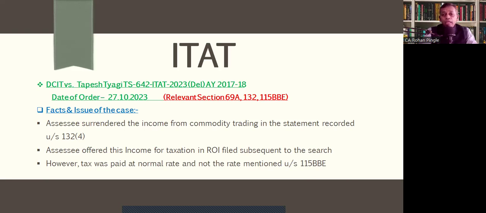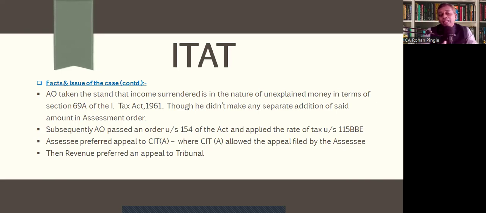However, tax was paid at the normal rate and not the rate mentioned under Section 115BBE. AO took the stand that income surrendered is in the nature of unexplained money in terms of Section 69A of the Income Tax Act 1961, though he didn't make any separate addition of said amount in assessment order. Subsequently, AO passed an order under Section 154 of the Act and applied the rate of tax under Section 115BBE. Assessee preferred appeal to CIT appeals, where CIT appeals allowed the appeal filed by the assessee. Then, revenue preferred an appeal to tribunal.